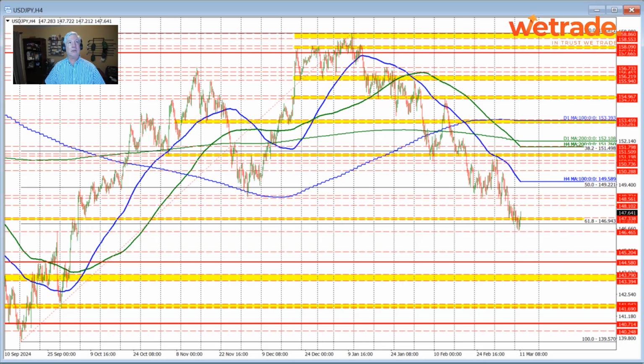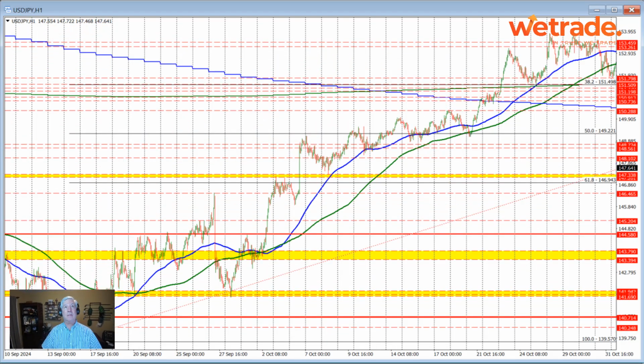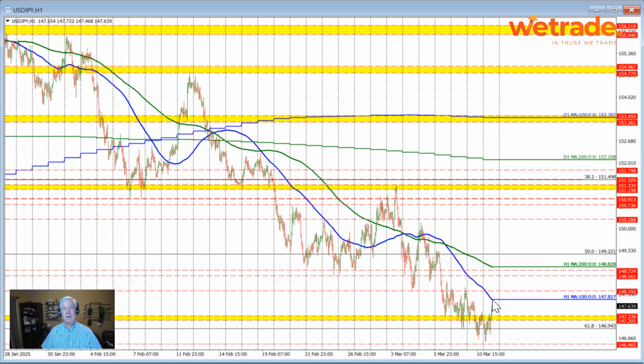Let's take a look at the hourly chart and see if there's any clues off of it. If we go to the hourly chart, we take a look at the 100-hour moving average on the top side and trading here today. If this buyer is going to continue to push to the upside away from this swing area, well, I guess it's 21 to 33.